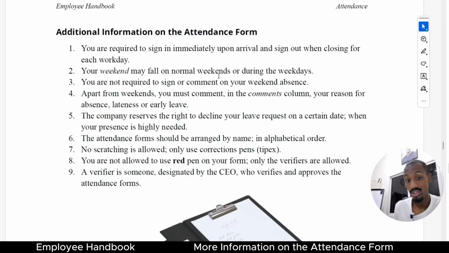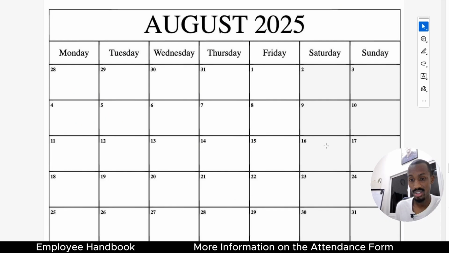Your weekend may fall on normal weekdays. Normal weekends, if you look at the calendar, are Saturdays and Sundays, like calendar weekends. Some of us, especially admin, are off on Saturdays and Sundays. But that's the dilemma here, because in the event industry, business happens during the weekend. People have their events during weekends, so we are very busy.